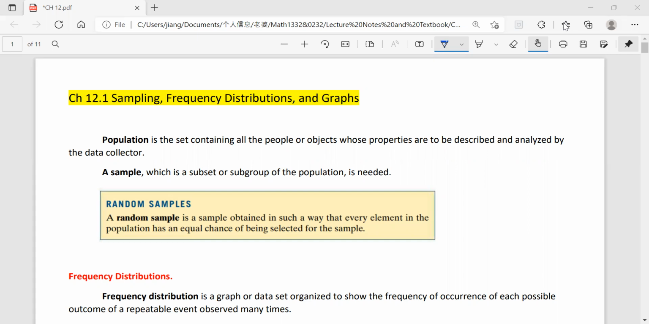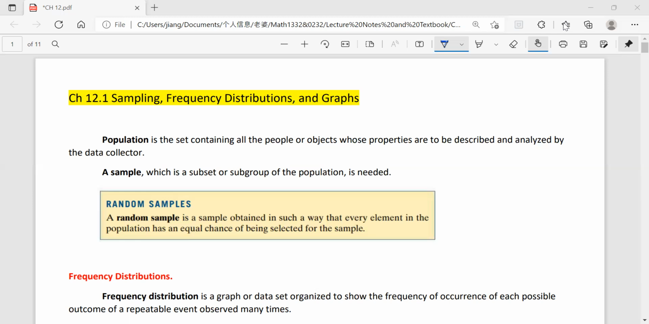Next definition is sample, which is a subset or subgroup of the population that is needed. So that means the sample can be an individual. So maybe one student in the college, the population is entire college students. And the sample can be one student, or it can be a subgroup of the population. For example, the growth of the school. So this is a subgroup of the population.